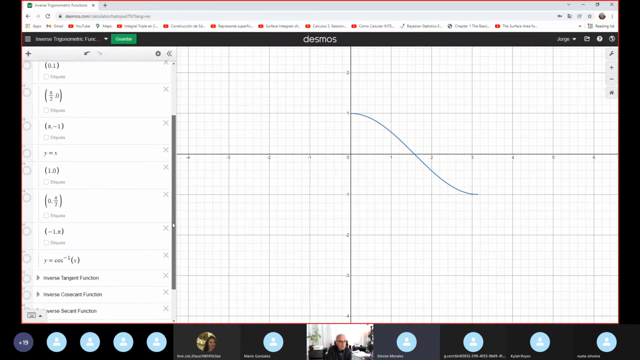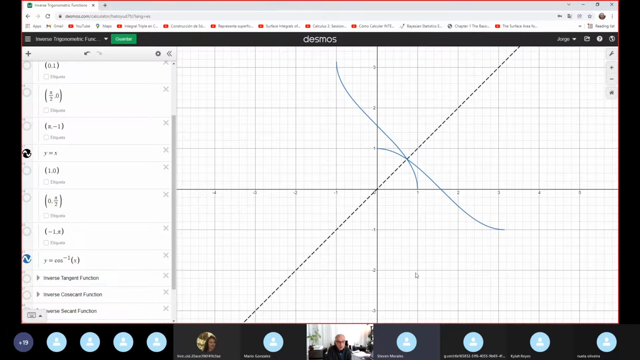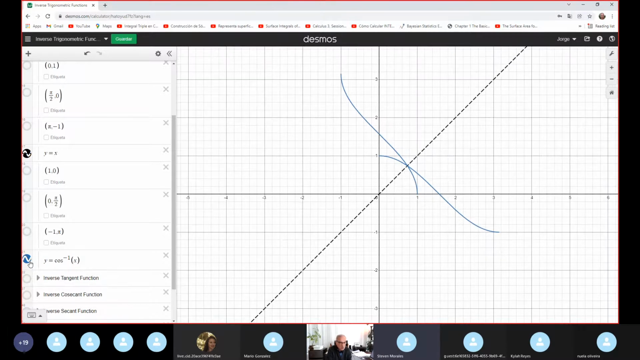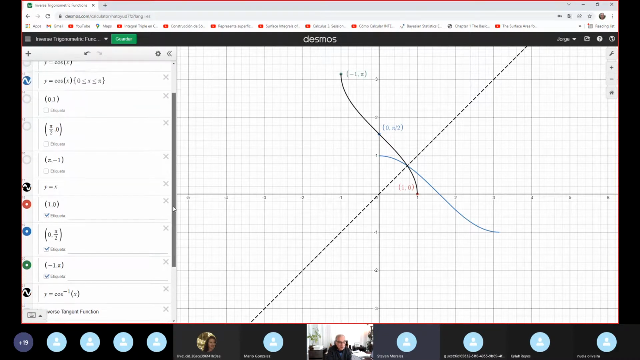Now, see, I want to see the inverse function. I put a line y equal x, and this is symmetric. Look. Wow. Let me change the color. The black color is the function that I want to study, which is cosine. Then we have different points: this point, 1, 0; 0, pi over 2; and negative 1, pi. Okay, so let me delete the rest of the story.